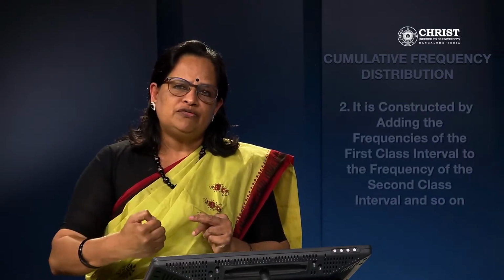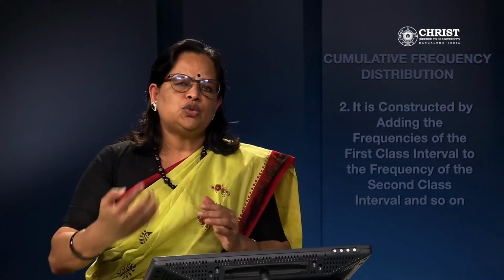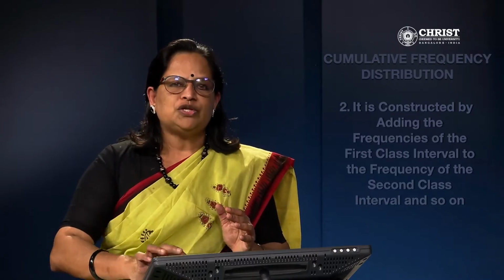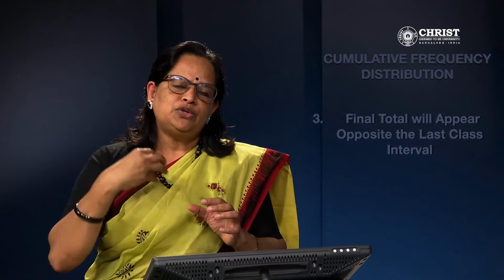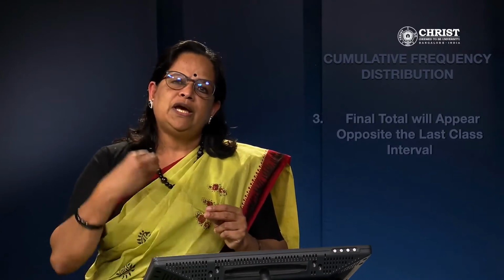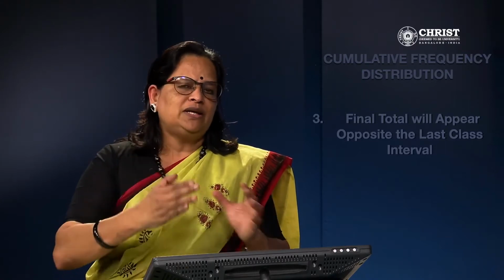It is constructed by adding the frequencies of the first class interval to the frequency of the second class interval and so on. There are two ways of representing cumulative frequency distribution. The final total will appear against the last class interval. I am going to explain with one problem how we are doing less than cumulative frequency and more than cumulative frequency distribution.